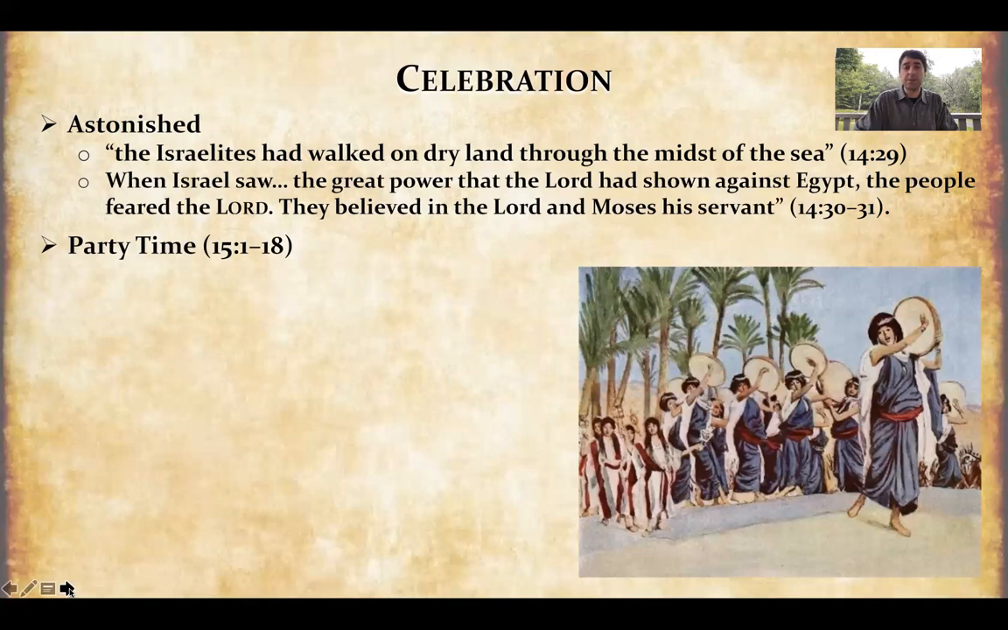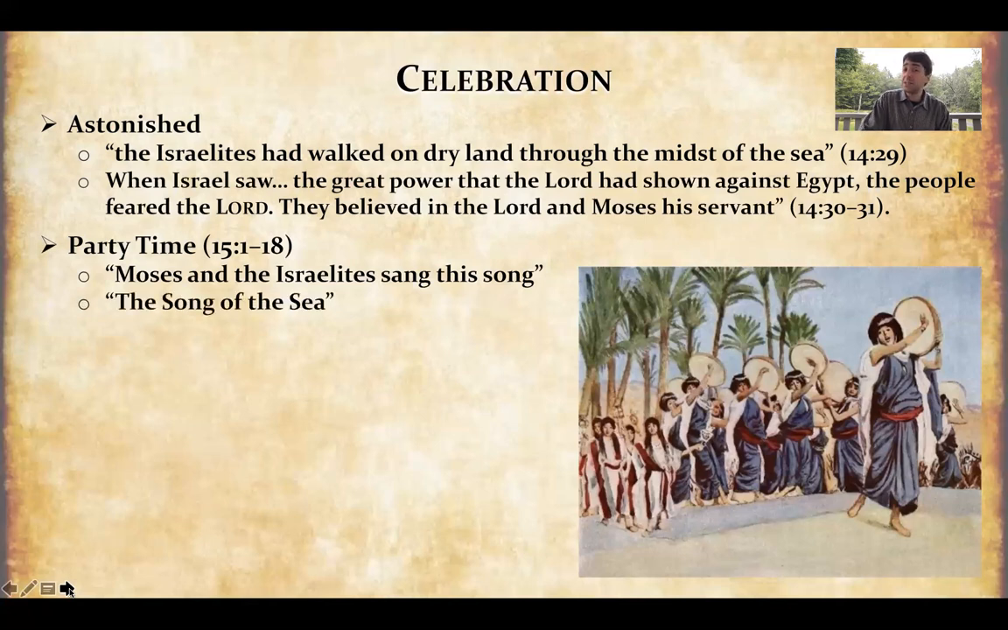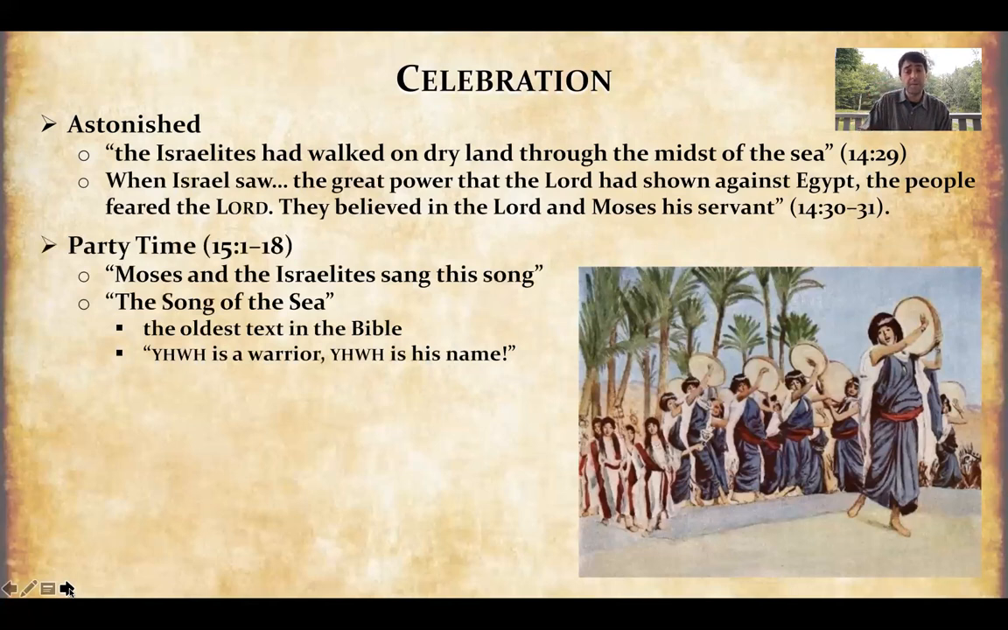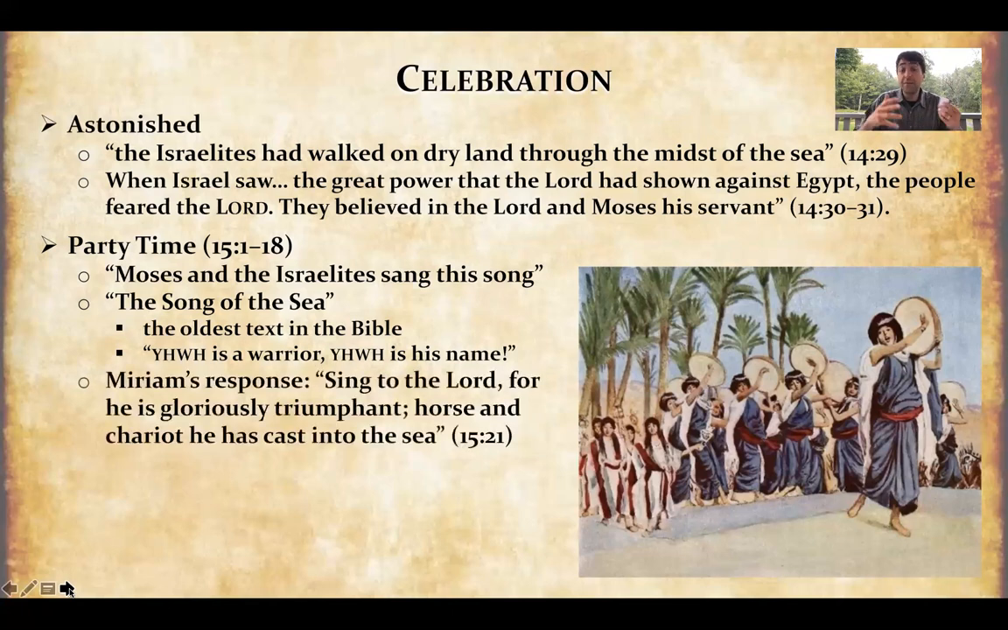And then chapter 15, you have this moving song where Moses and the Israelites sing in celebration for the victory. It's often called the Song of the Sea, and it's noteworthy because it's the oldest text in the Bible, so it's the most ancient passage of the Bible that we have. And its refrain, or the most famous line from it, is that the Lord is a warrior. The Lord is his name. But of course, that word, the Lord, is really a title for the holy name. So Yahweh is a warrior. Yahweh is his name. They're proclaiming the name of their God who has just saved them and reveling in it.